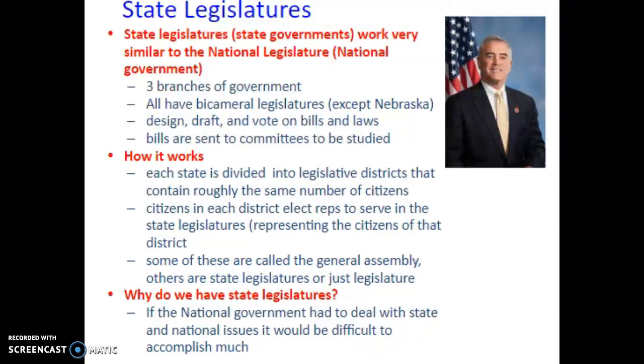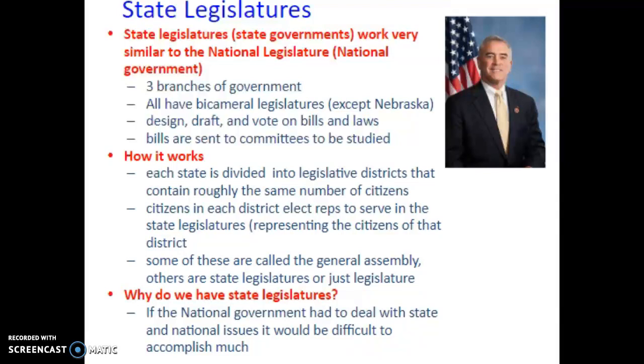And what I mean by that is in each state, these mini governments, they have 3 branches of government. They have a Congress, filled with state legislators, and they are bicameral legislatures. And so there is a Senate and a House of Reps in every single state, except for Nebraska. They're unicameral.